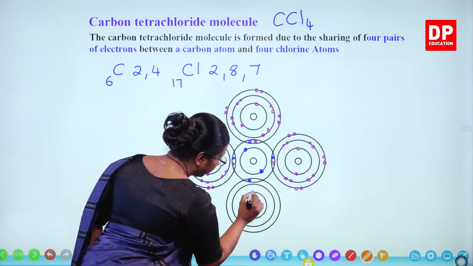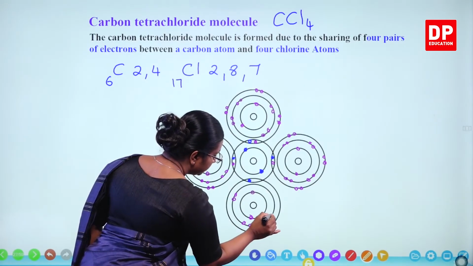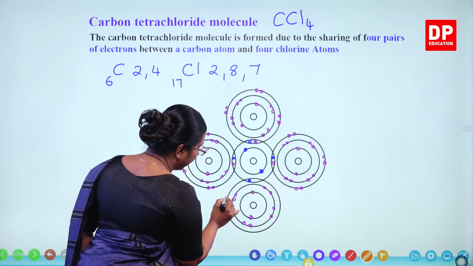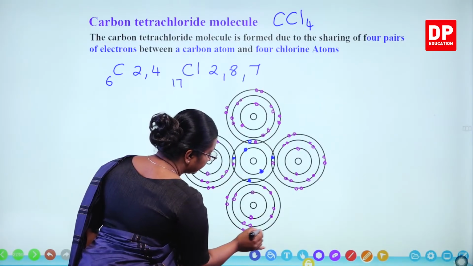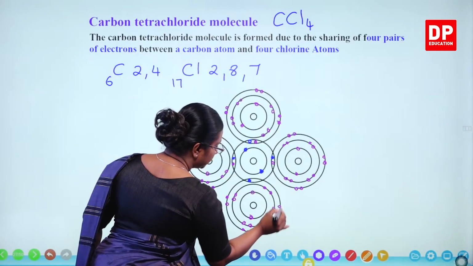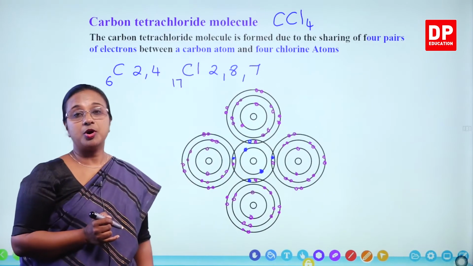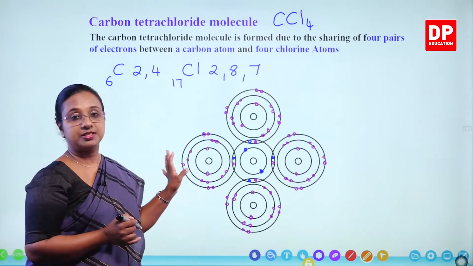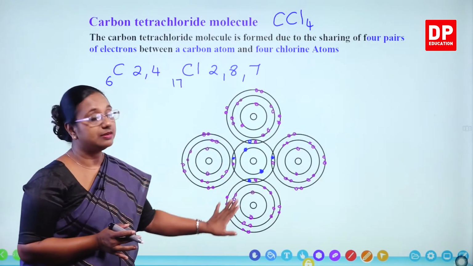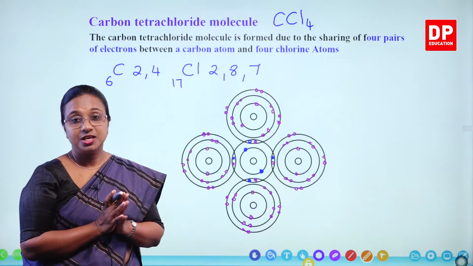Then this chlorine. Again, there are 2, 8 in the second shell and 6 electrons in the third shell, and 1 electron involved in bonding. Is that okay, students? So, here you can see all the atoms have obtained their stable electronic configuration because they have 8 electrons each.